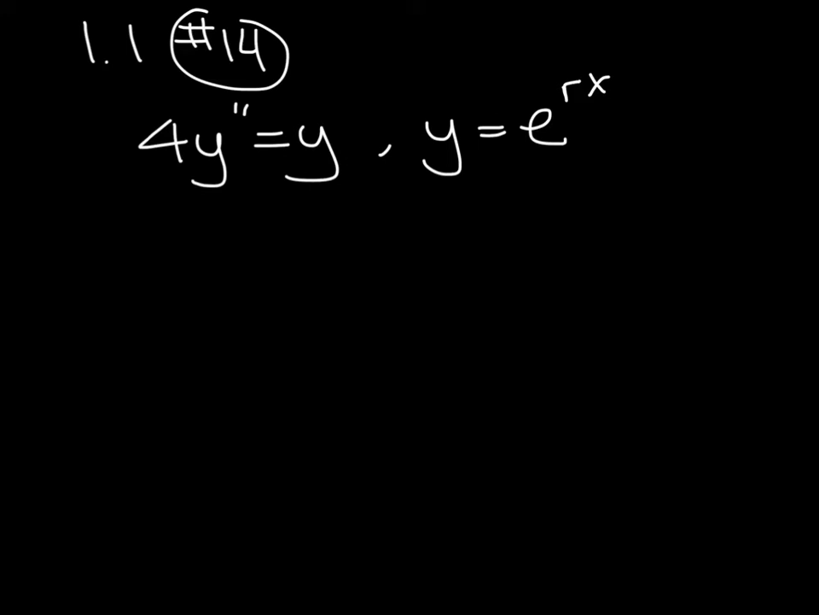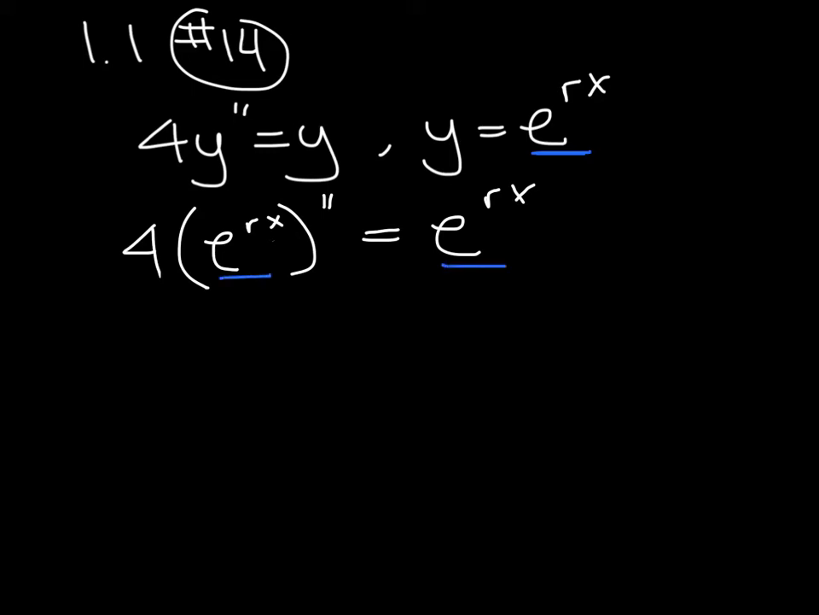Let's see, to determine all values of the constant r, right? This constant r for which this function is a solution to the differential equation. So here we're just going to substitute this function into y. And so we have 4y double prime equals, well, actually let's substitute. So 4y, and my y is e to the rx, and I'm going to take the second derivative equals y, so e to the rx. So again, all I did was substitute the value here.